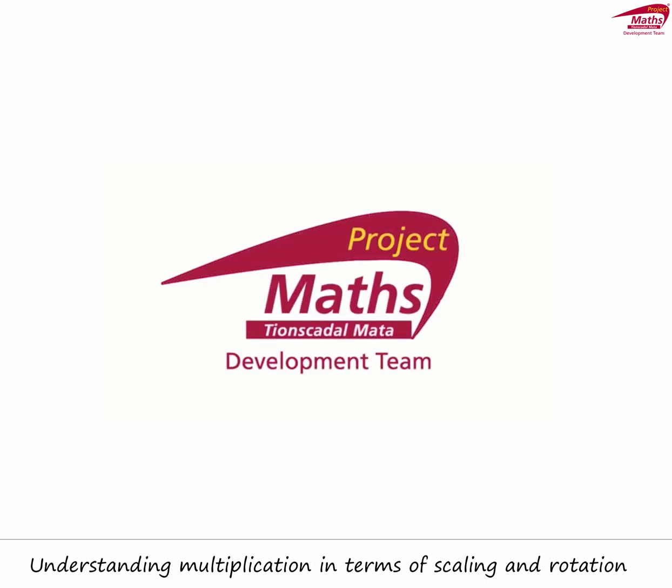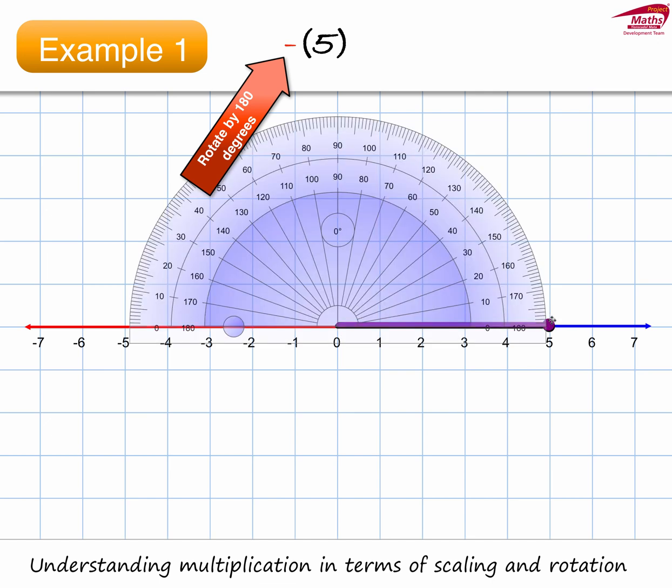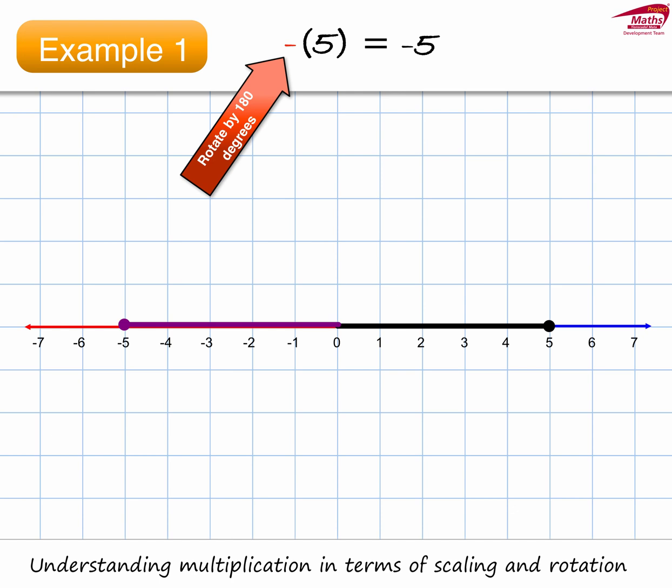Understanding multiplication in terms of scaling and rotation. Example 1. To take away 5. This means we rotate 5 by 180 degrees. We see that we get negative 5.